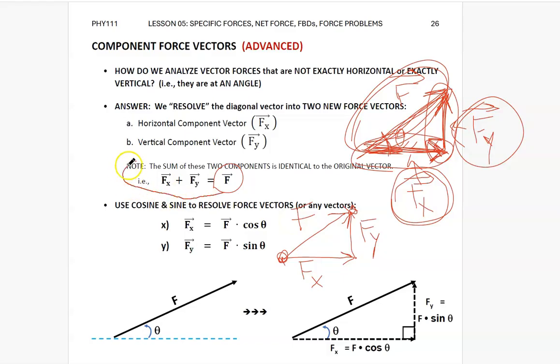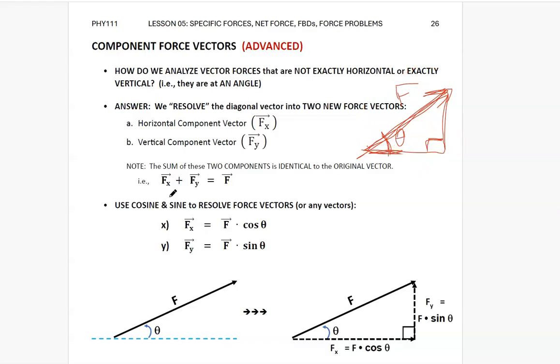So if you're dealing with vectors and it's diagonal, you can turn it into the sum of two vectors that are very easy to deal with, a horizontal vector and a vertical vector. And then you can do all your math for just the horizontal vectors and then do all your math for just the vertical vectors separately, making your life a lot easier. Okay, so I'm going to erase a lot of this.